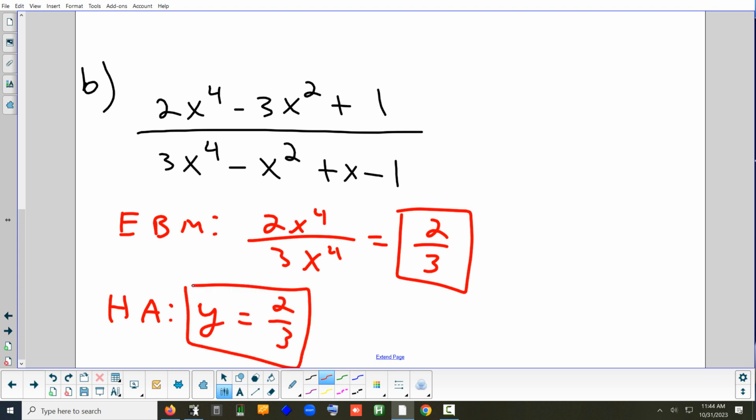So that's something that can happen if the powers are the same. They will completely cancel. There will be no x left. And all you get for the EDM is basically the numbers that were in front to start with. Any question why the x to the 4th completely disappears there?